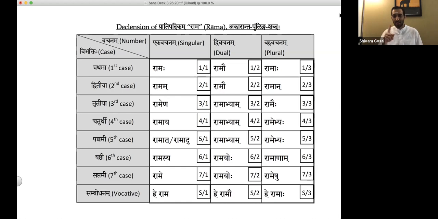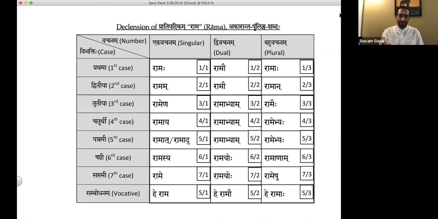So Rama, we make it long, and then we have Bhyam. And then 5-3, that A gets replaced by E. So Rame, and then we have Bhyaha. So Ramebhyaha. A becomes E, so Rame, then we had Bhya, so Ramebhya.